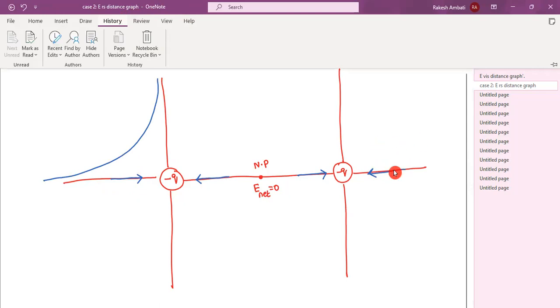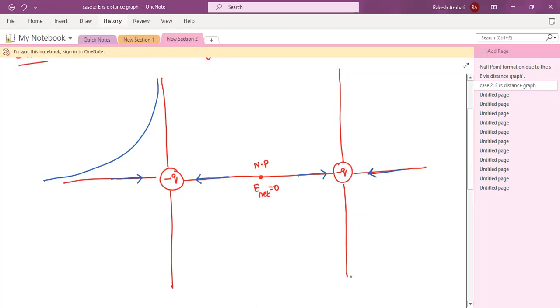Here, the intensity is in the negative direction, so we have to draw the intensity graph on the negative side. On the negative side, as the distance increases, the intensity gradually decreases.